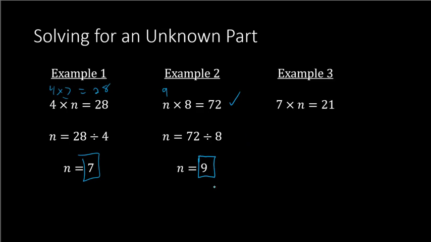Here's the third example. Here we have 7 times n equals 21. So 7 times what is 21? Well, we can find that by rearranging this into a division problem. We can think of this as n equals 21 divided by 7. And 21 divided by 7 is equal to 3. So your answer is n equals 3.